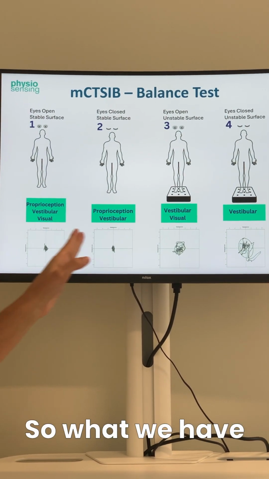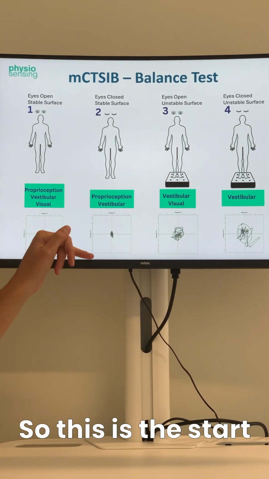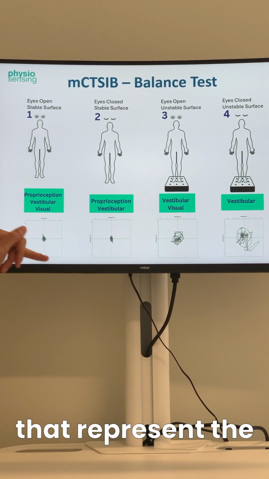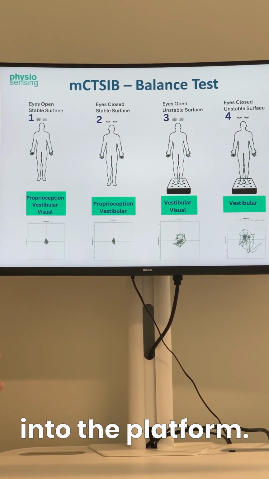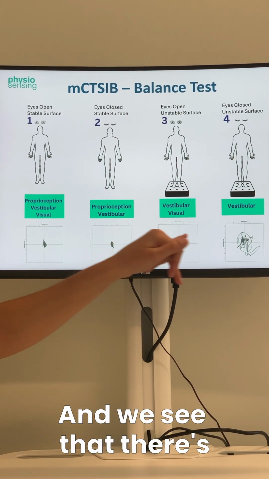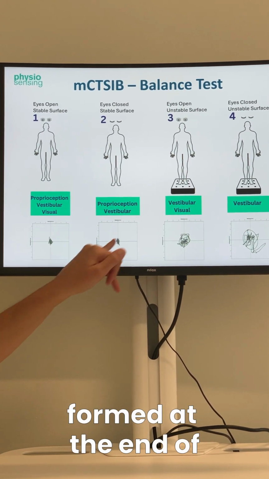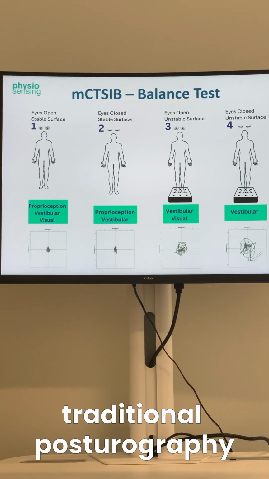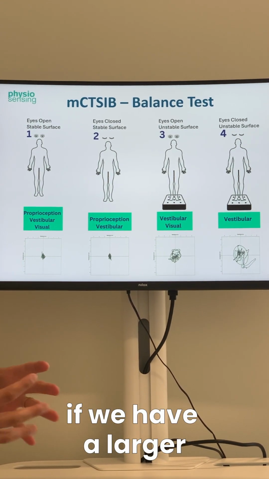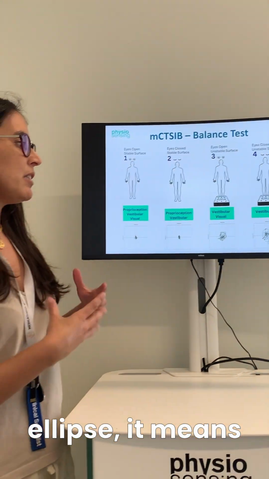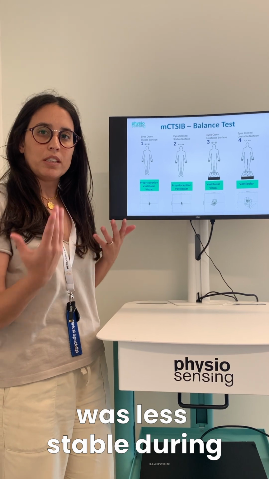So what we have here is the results of a real patient. These are the statokinesiograms that represent the center of pressure displacement, like looking down into the platform. And we see that there's an ellipse that is formed at the end of the test. This is a traditional posturography parameter. What it means is that if we have a larger ellipse, it means a higher body sway. It means that the patient was less stable during this test condition.